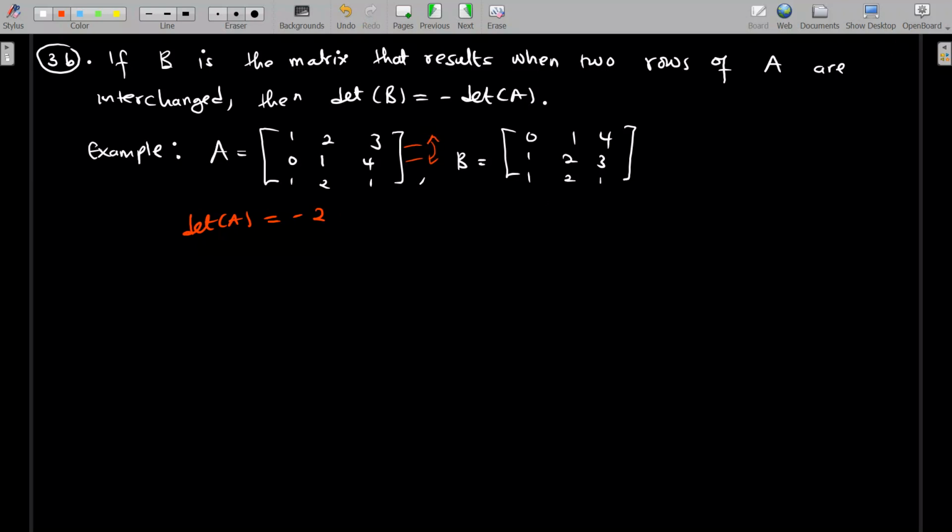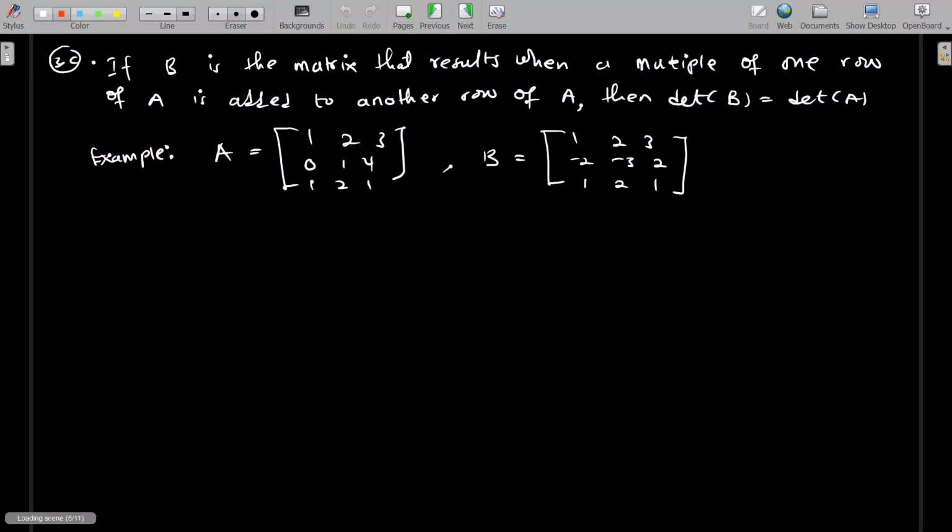So once we've done that, it means that the determinant of this matrix B is equal to the negative of the determinant of A, which is 2. And like I said, if you find the determinant using the cofactor expansion, you're going to get 2. So these are properties you should know.